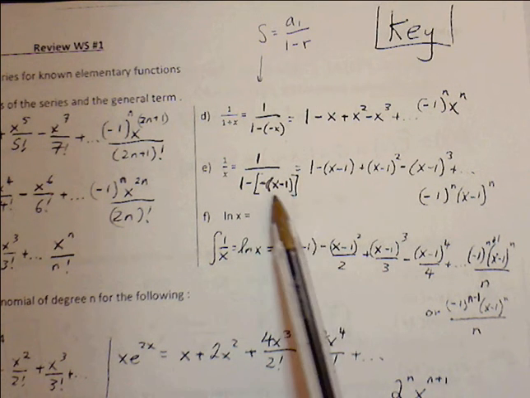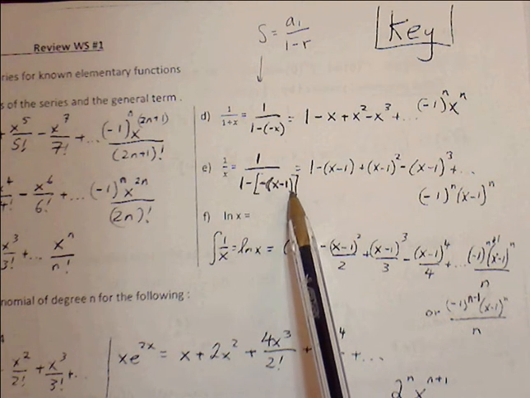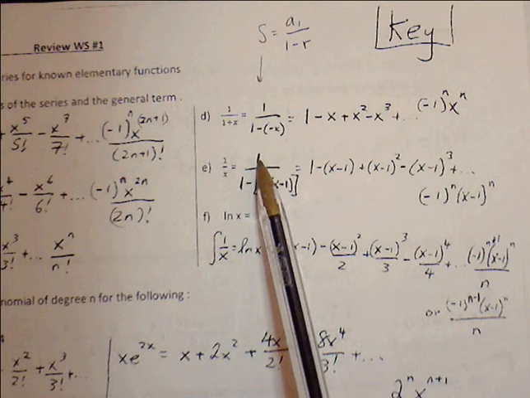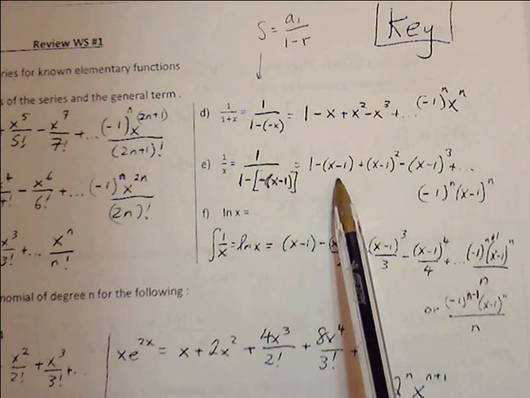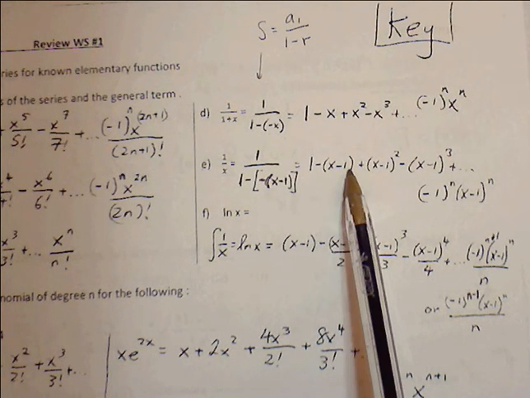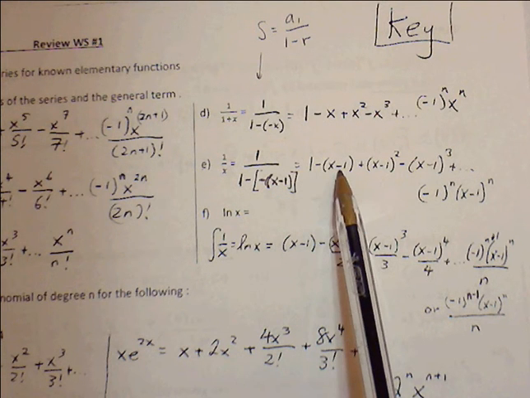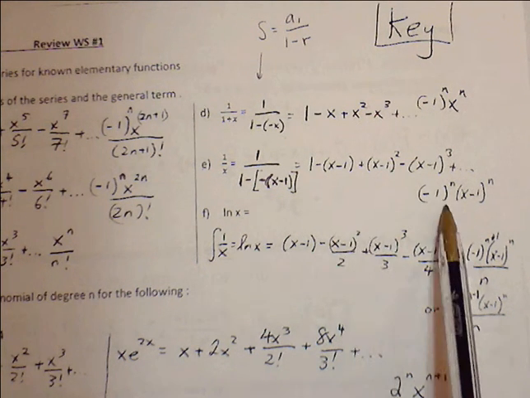So think of the negative x minus 1 as the common ratio, and the top term is still going to be a sub 1. So 1 minus parentheses, multiply every term, or each term, by negative x minus 1, and then we see the pattern show up.